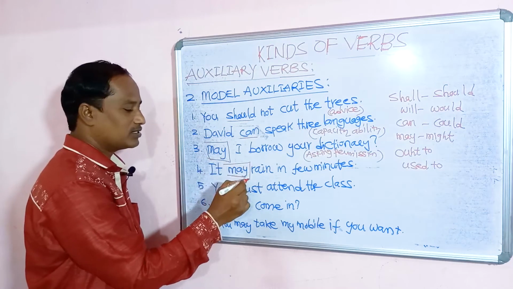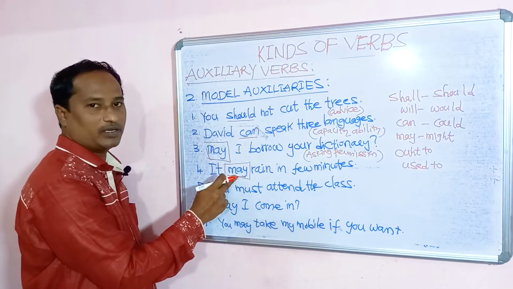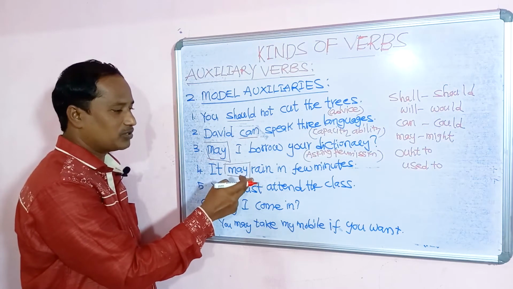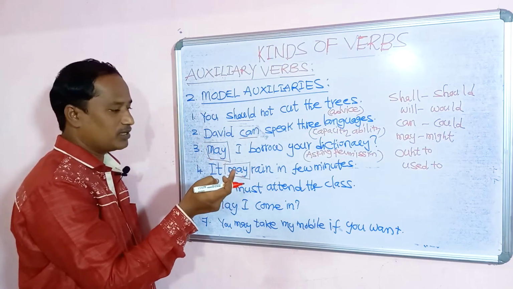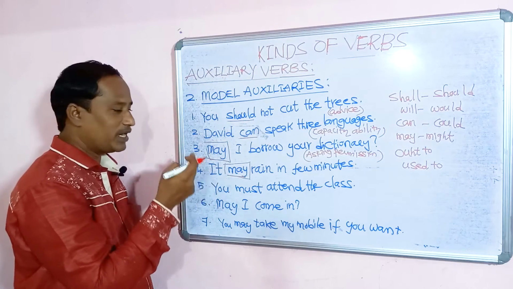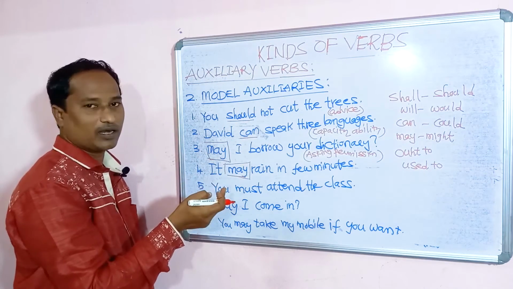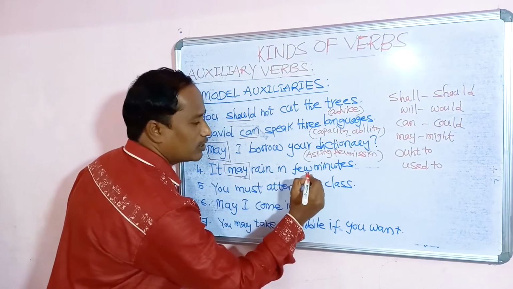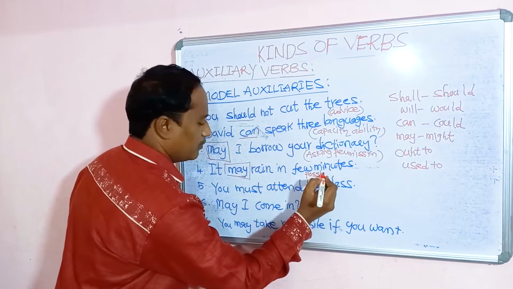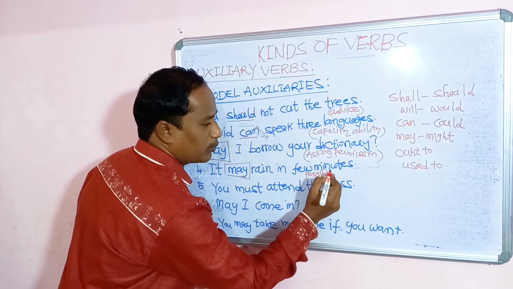So here, what is the modal auxiliary? May. What function does it show in this sentence? It shows there is a possibility of getting rain. So what is the function of this modal auxiliary? Possibility. Here may shows possibility or probability.